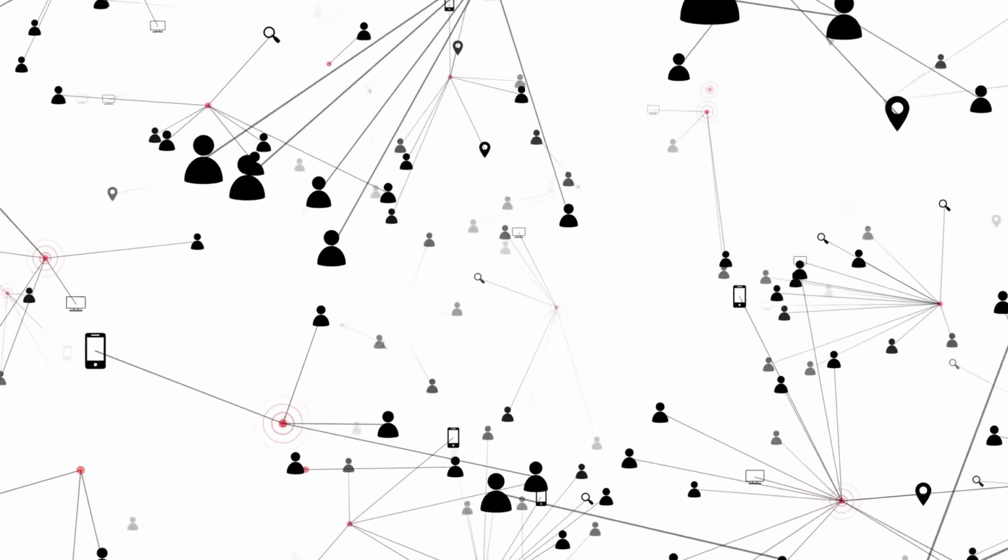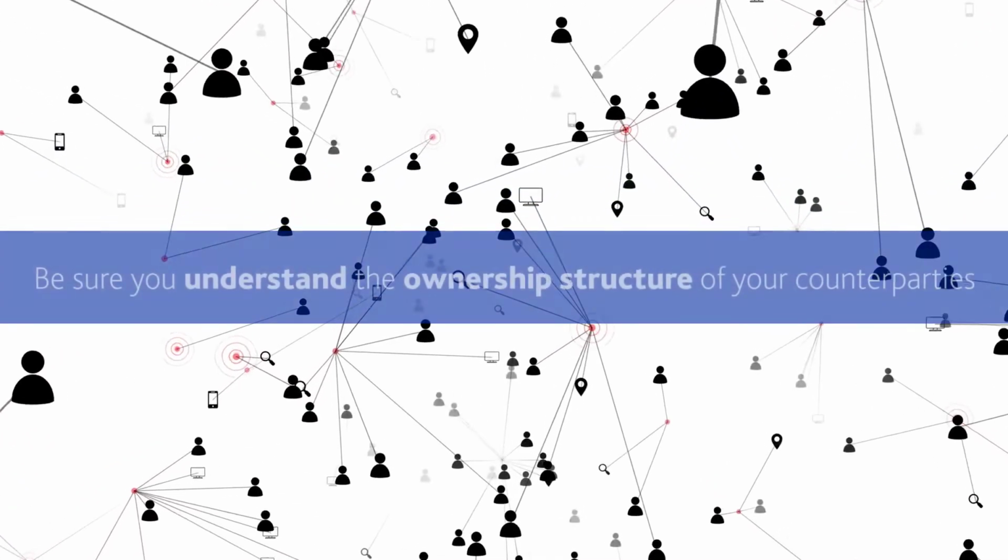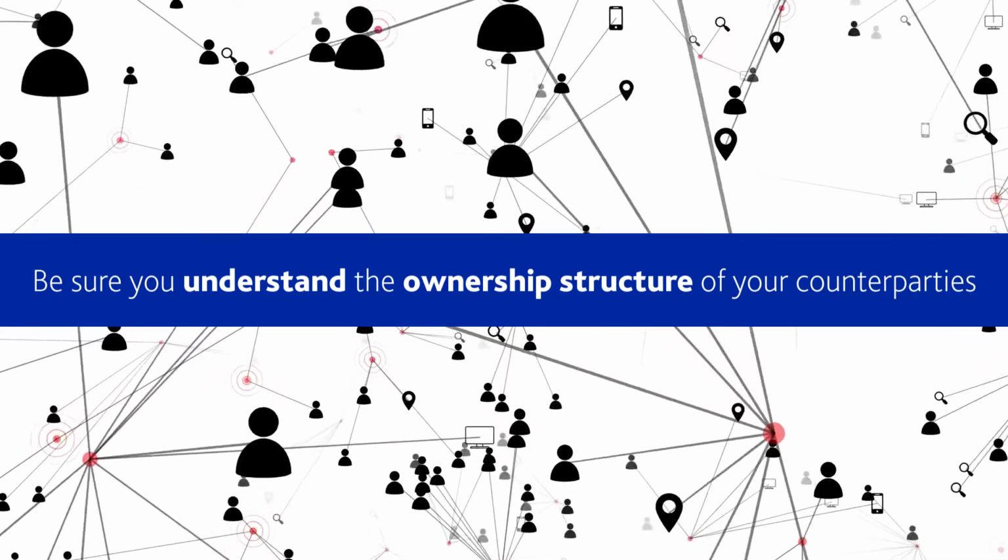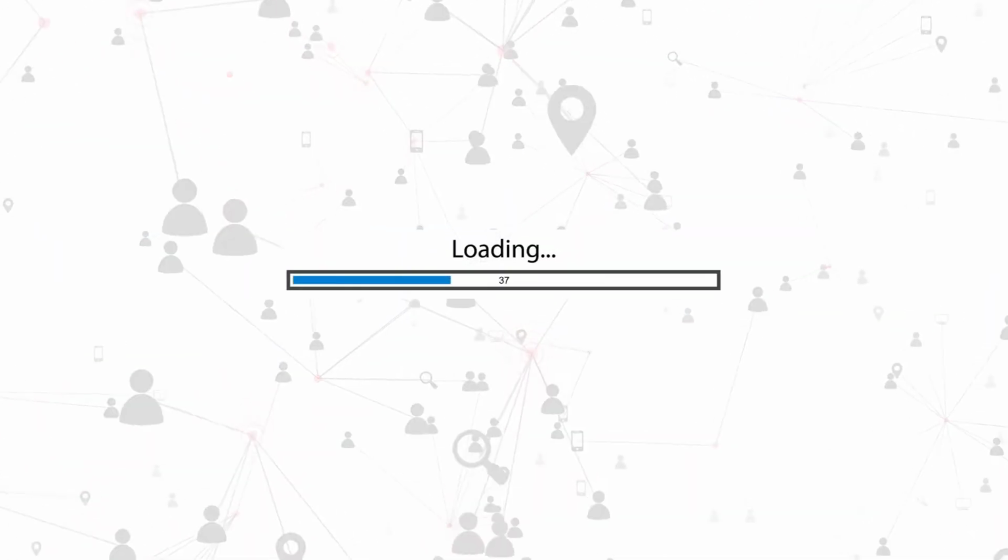When deciding who your firm should do business with, you want to be sure that you understand the ownership structure of your counterparties. Unfortunately, they may try to hide that information from you and other investigators.